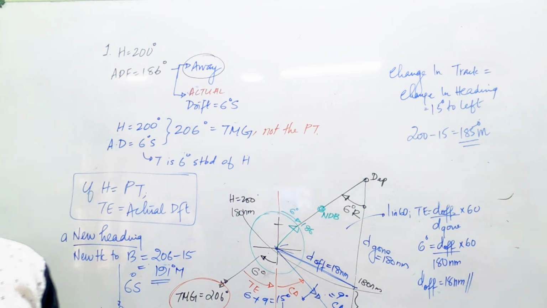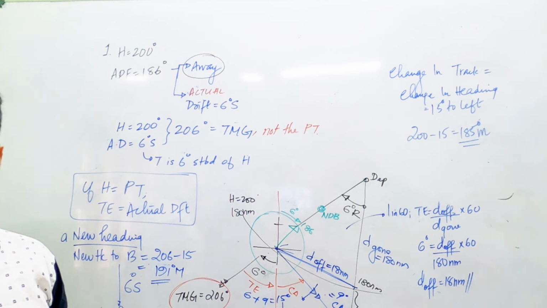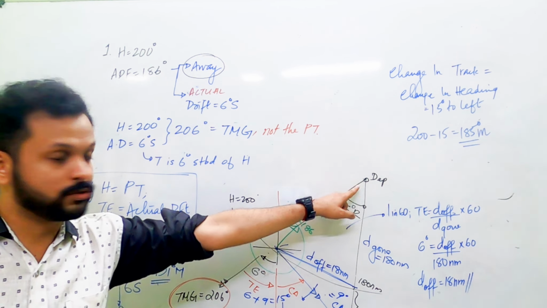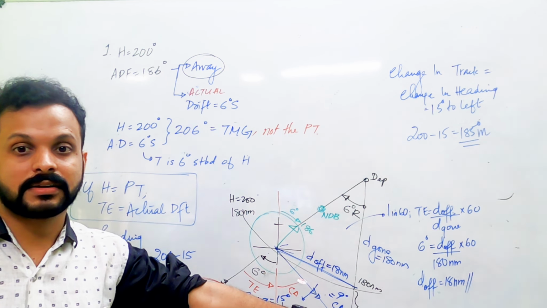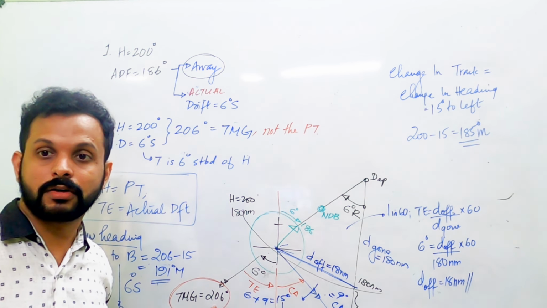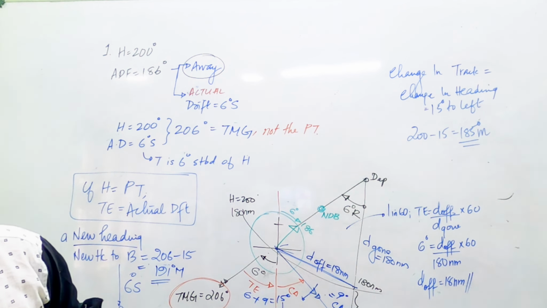And what about the third question? Track required from the place of departure. What was the actual track that the aircraft should have flown to reach destination? It is the planned track, which is 200. The aircraft should have actually flown this track, but since it did not cater for the winds, it went on a different track of 206. So what is the actual track from the departure station? It is 200.